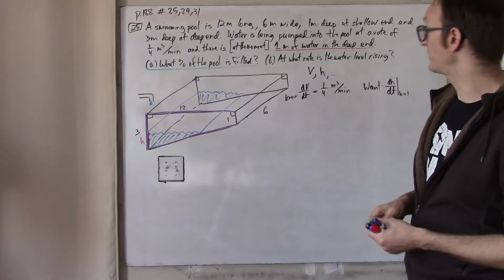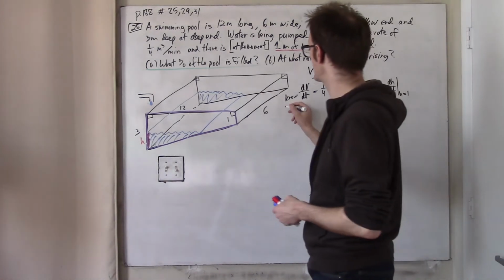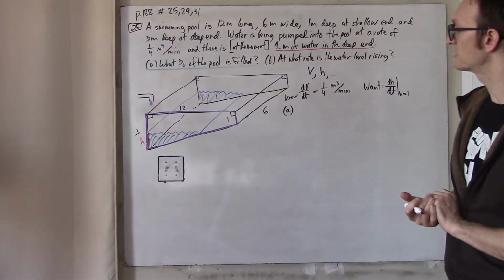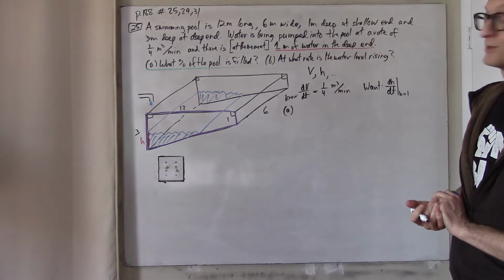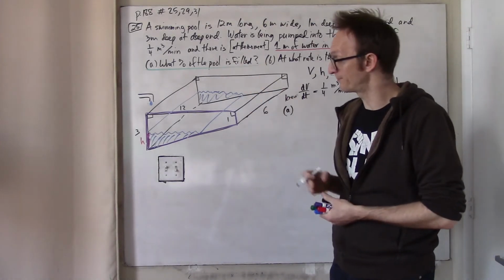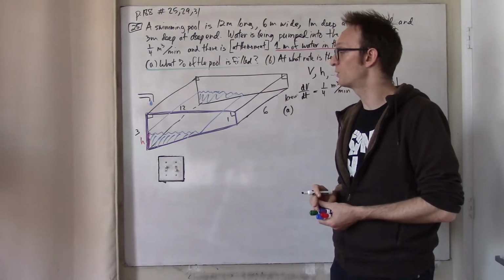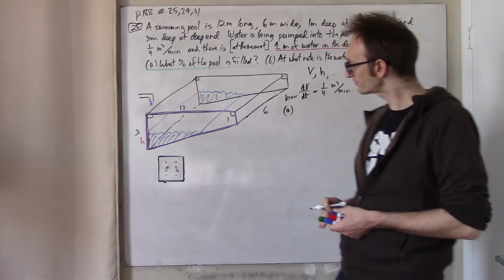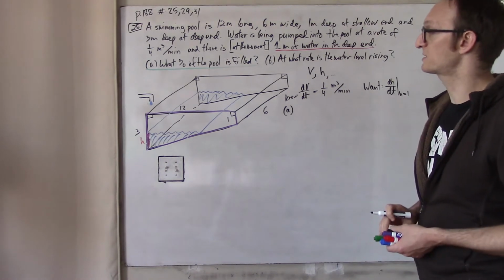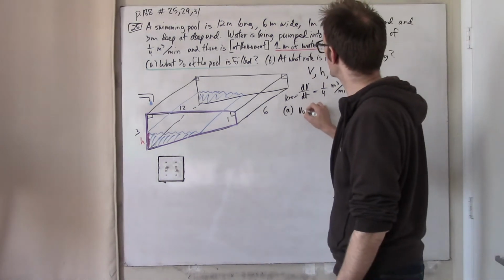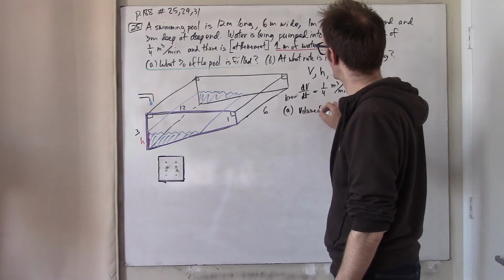And so, let's answer this part A right now. As I've already mentioned, the shape of the pool is a trapezoidal prism, but the shape of the water that is in the pool is a triangular prism. Okay, so let's just calculate right now the volume of the pool. So what is the volume of the pool?